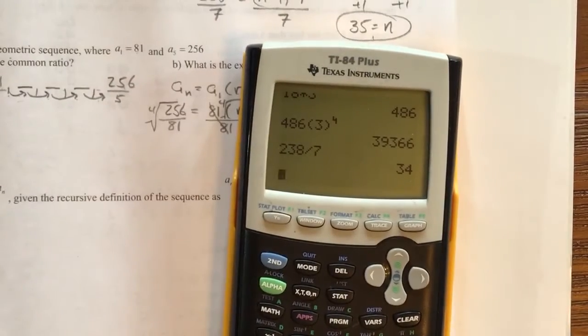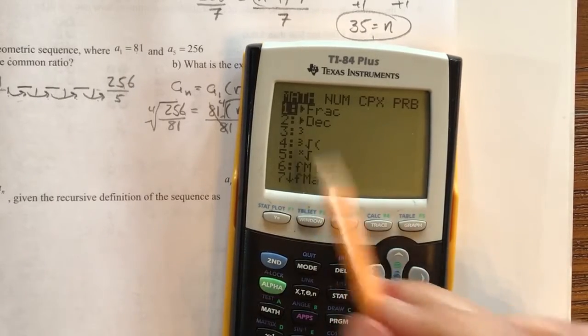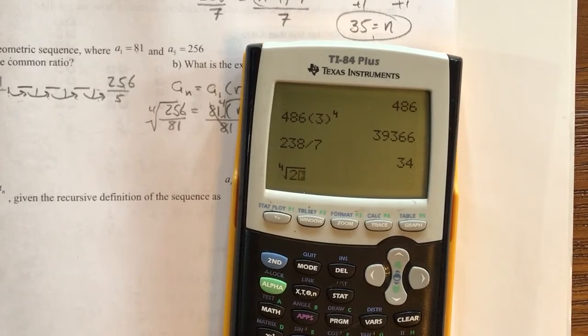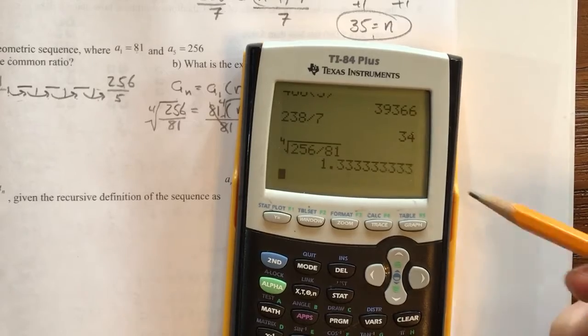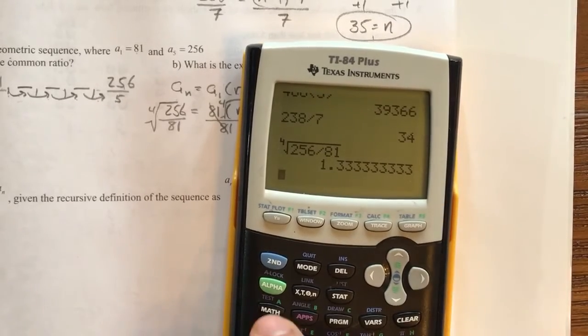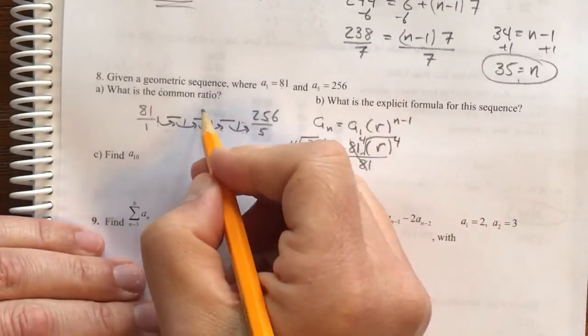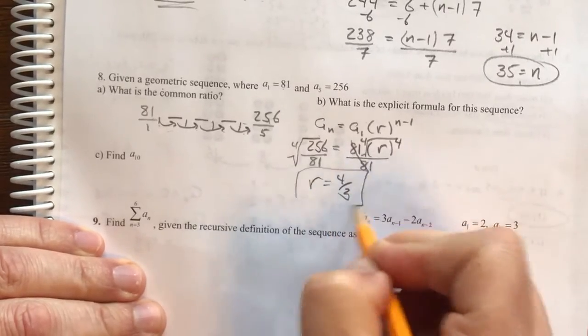All right. How do I do that? Let's go into math. Now I got to hit the number 4. Then go to math. Okay. Option 5, the fourth root of 256 divided by 81 is 1.3 repeating. If you hit math and change it to a fraction, we're multiplying by 4/3. It's a lot of work to get that first answer to A. What's the ratio? 4/3. That's what we're multiplying by.